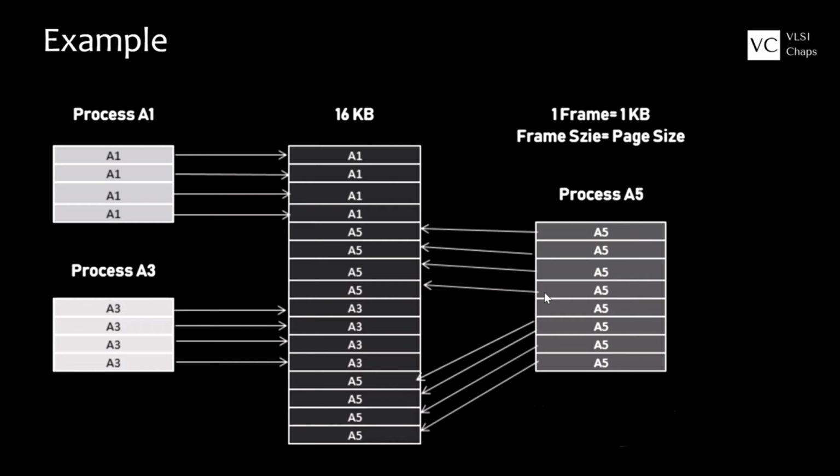So here we can divide process A5 into pages of 1 kilobyte each, and within these particular blocks we can fit each individual page. So you can see now that process A5 is able to fit in. Though we do not have a contiguous block of free memory, these blocks are apart from each other. But still, with the help of paging, we are able to fit in the process of 8 kilobytes.